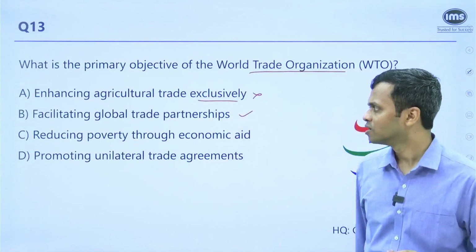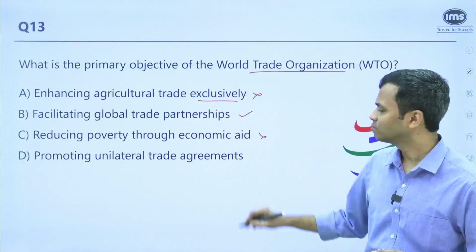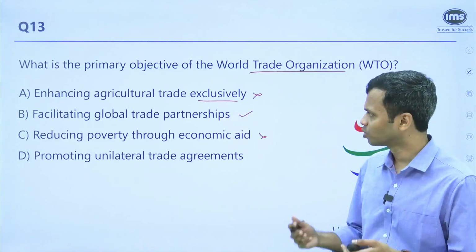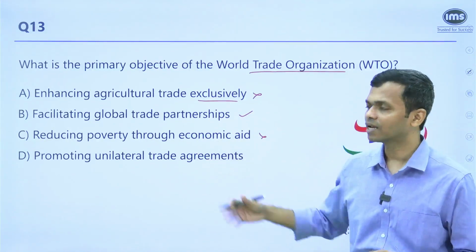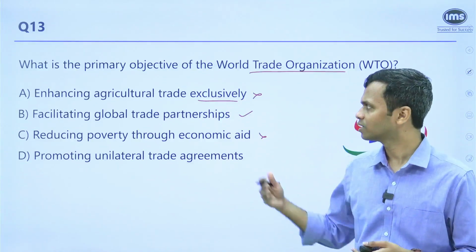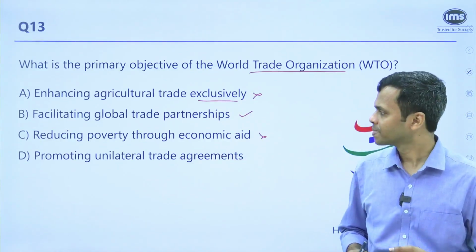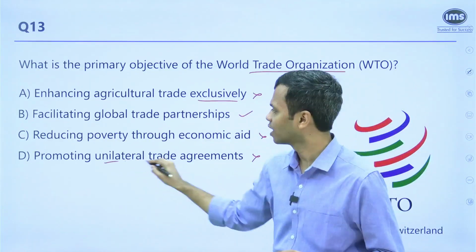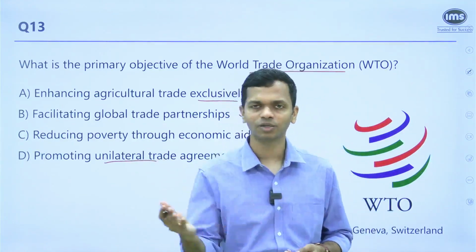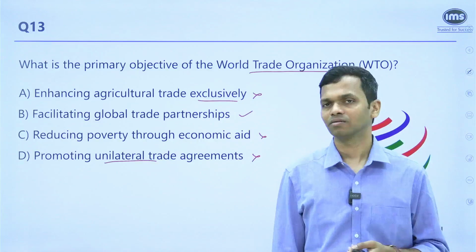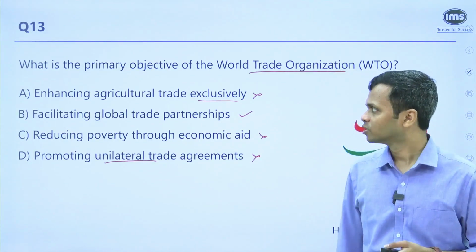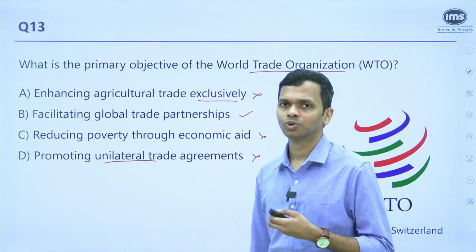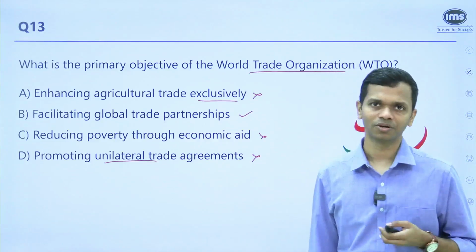They create forums where different organizations can come together and interact, facilitating cross-border trade and stuff like that. So it looks good. Reducing poverty through economic aid, not really. Of course, because of a lot of things that they do, this can happen as an outcome, but that is not the primary objective. And promoting unilateral trade agreements. Again, not necessarily unilateral trade agreements. They can have different kinds of agreements that they're promoting. That is why we can eliminate this one. So facilitating global trade partnerships looks to be the best option in this particular case.